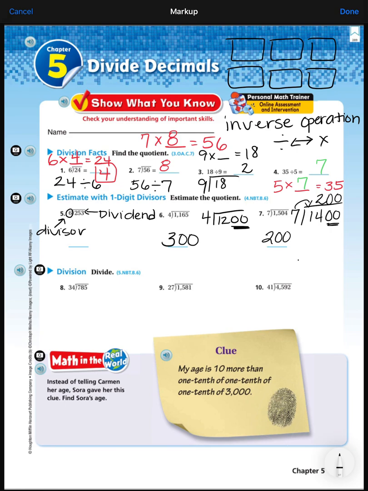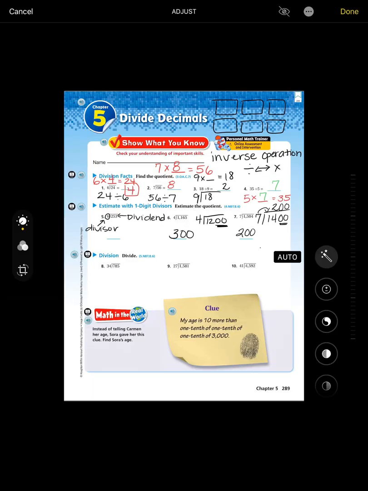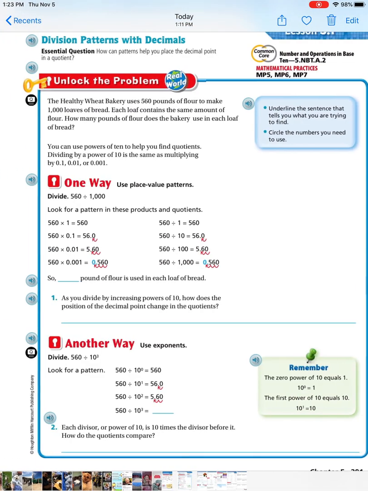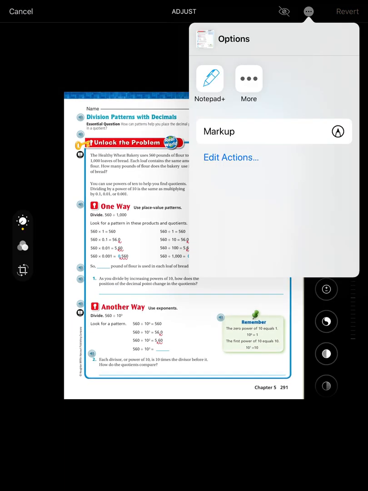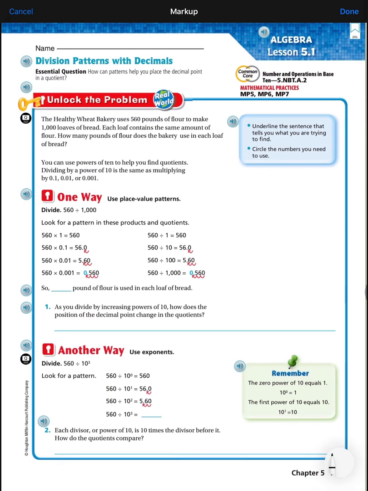Let's see. We're going to go ahead and get started with lesson 5.1, which begins on page number 291. Okay, so go ahead and turn to page 291. 291 is where we're going to start. Okay, and we're going to be at the top of page 291 where it says to unlock the problem. And in this lesson, we're looking at division patterns with decimals, okay?